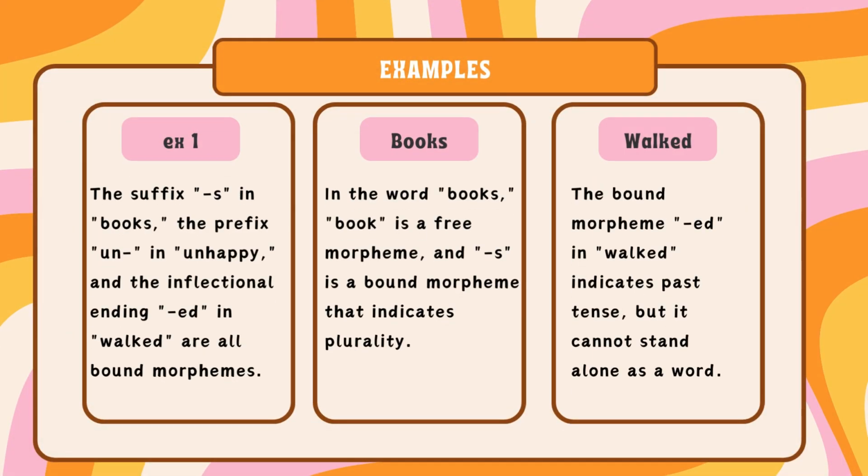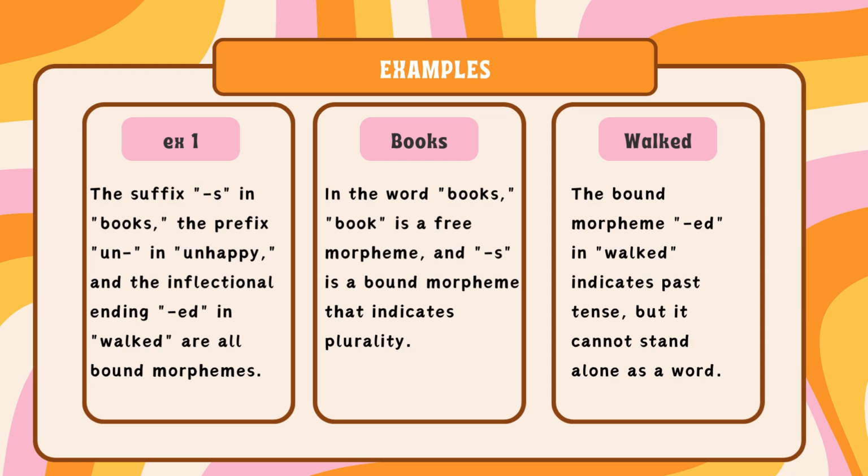The suffix s in books, the prefix un in unhappy, and the inflectional ending ed in walked. These all are bound morphemes. If we take the word books as an example, in this word, book is a free morpheme and s is a bound morpheme that indicates plurality.